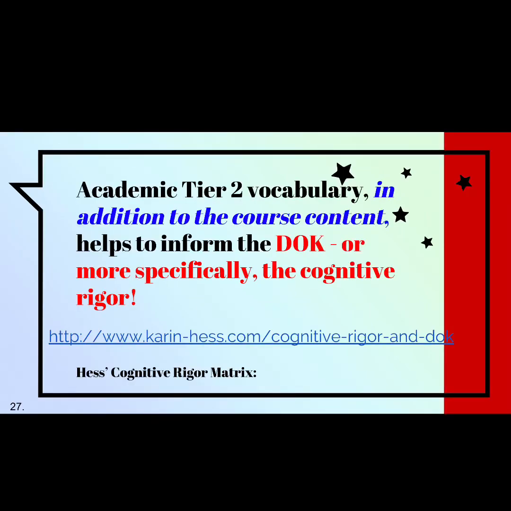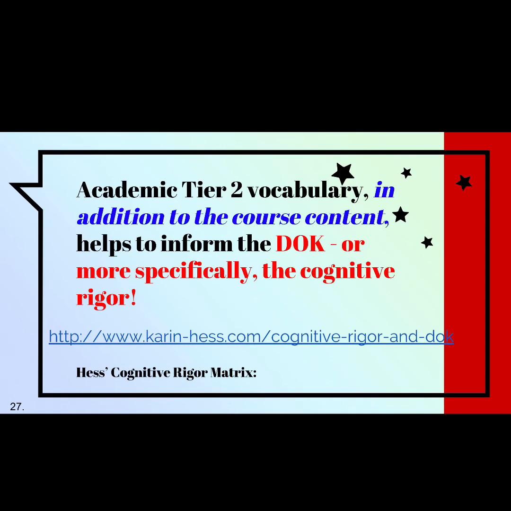So as we take a look to identify the important Tier 2 vocabulary at each grade level and how that spirals from grade level to grade level, in addition to the Tier 3 course content vocabulary, it's really important for us to understand that those two pieces are really what help inform the DOK level, or more specifically, the cognitive rigor of the task we're asking students to perform.